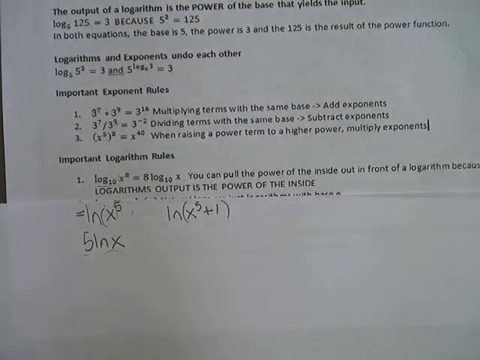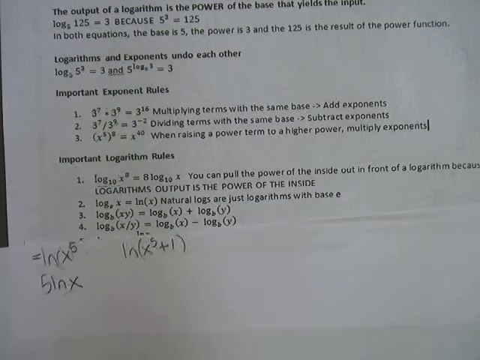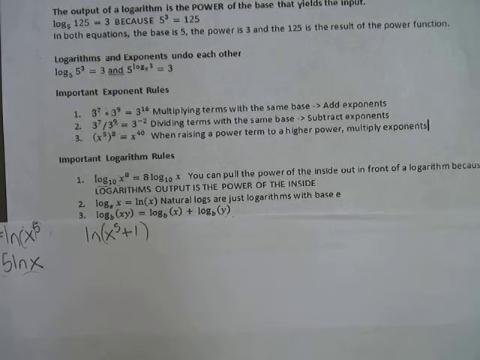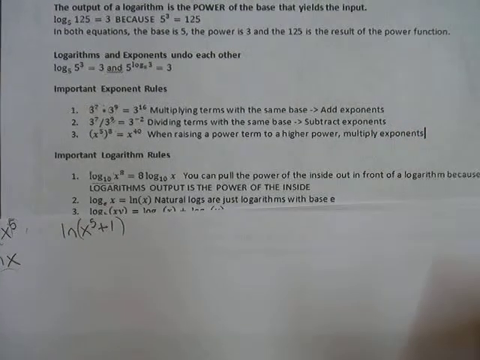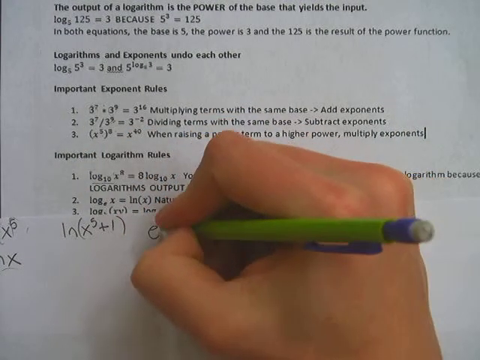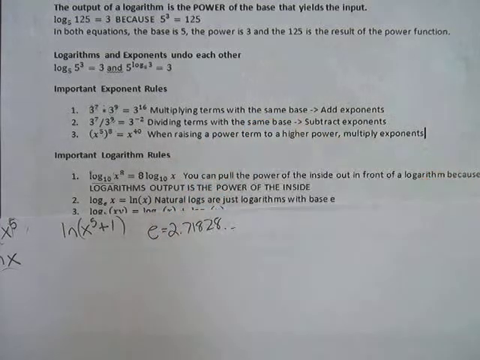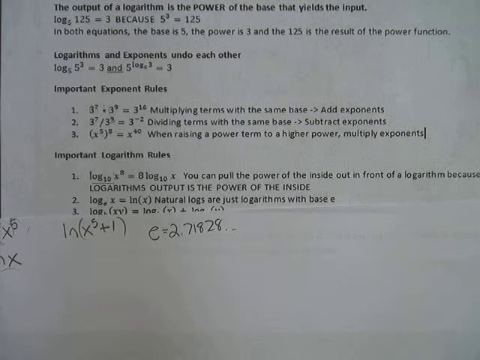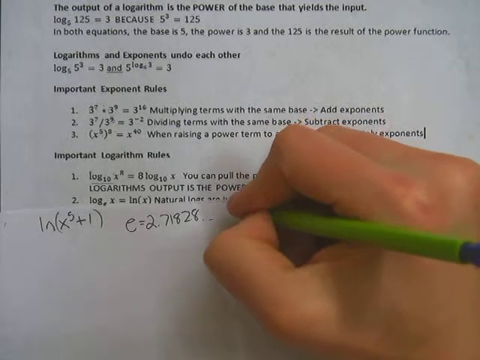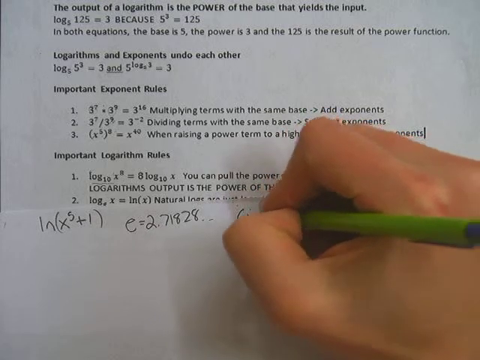All right, let's look at our next rule, which is that log base e of x is natural log of x. So e is 2.71828 and then more decimals. Now it's a really special number because it's the solution to the interest rate equation.